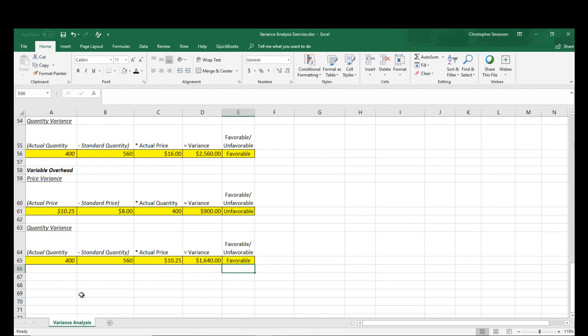So now, because this problem actually gave us the fixed overhead items, I'm going to spend some time talking about those as well. We have two variances under fixed. They are a different model than the other three that we've looked at. The first variance is called the cost variance, or sometimes the spending variance.